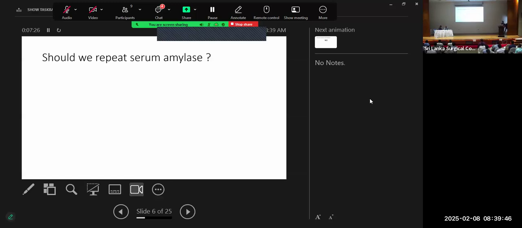So it's not essential to do CT in the initial phase. We would prefer to delay the CT as much as possible, because you need to diagnose, and if you have the raised amylase and the abdominal pain, you don't need to do the CT immediately. It's preferred to delay it.